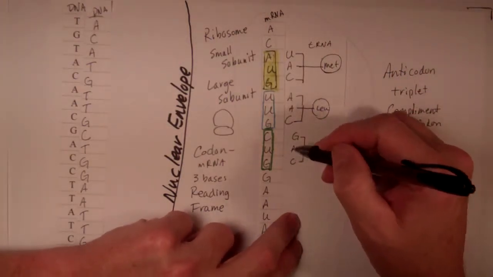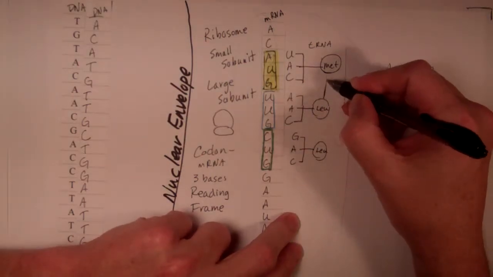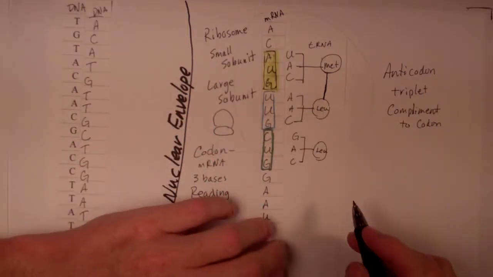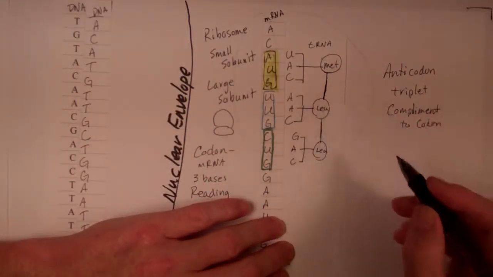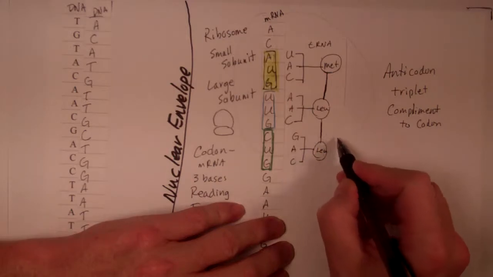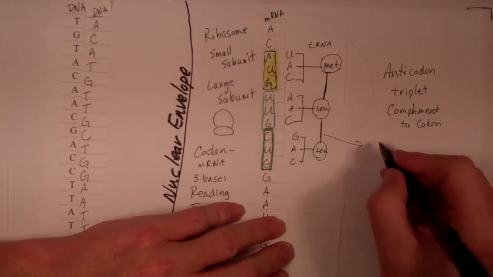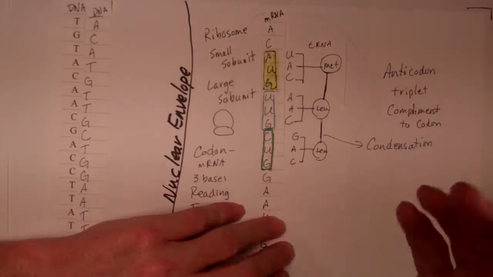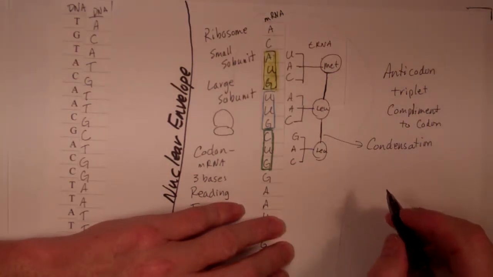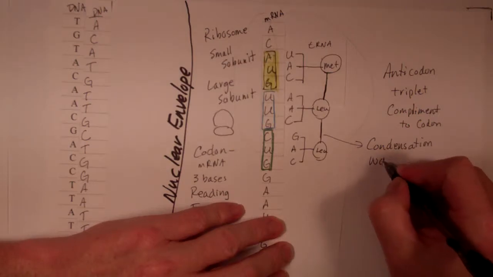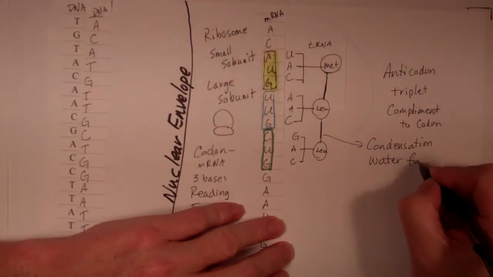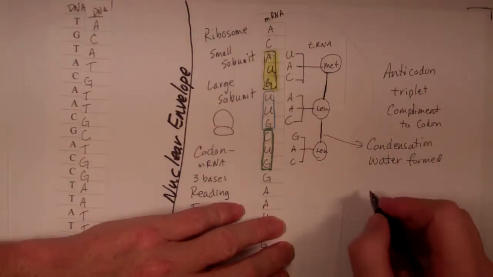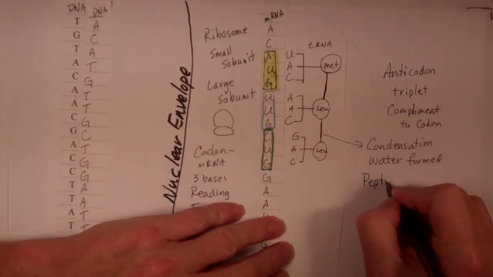Now once this thing attaches, it's going to form a bond between those amino acids. They are so close that we're going to form this bond here between these amino acids. What ends up happening here is that same condensation reaction, or dehydration synthesis reaction, that we discussed previously. Water will be formed, and this bond, because it's a bond between amino acids, will be called a peptide bond.